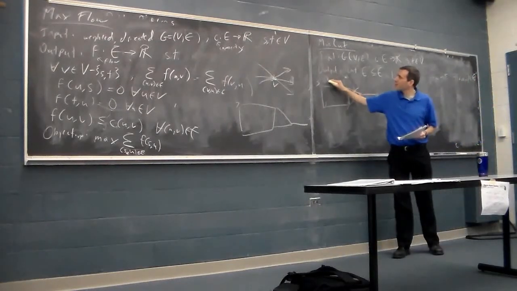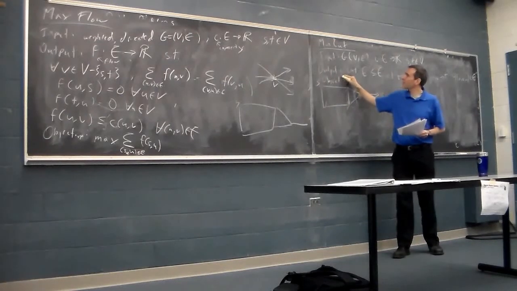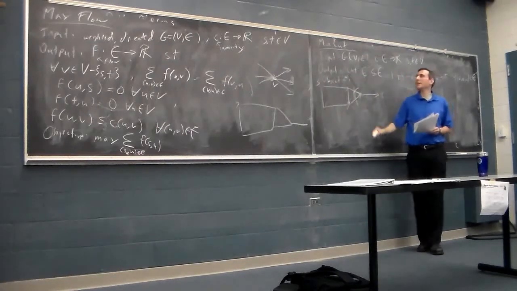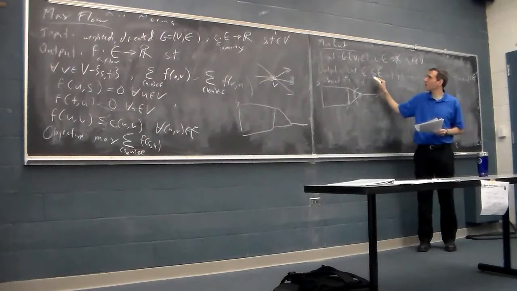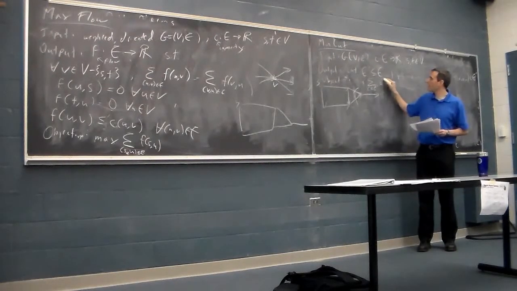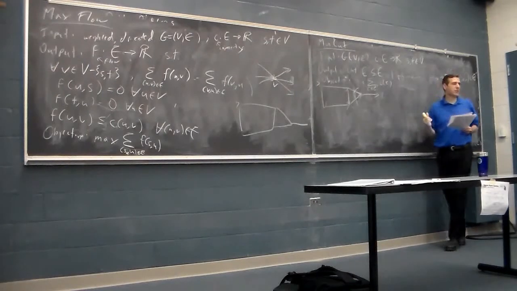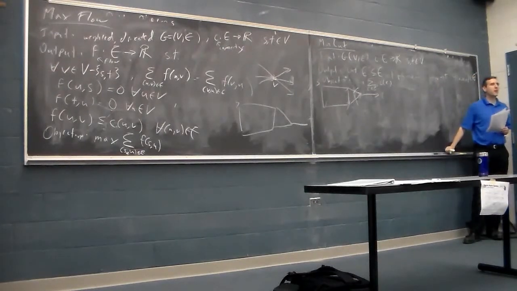I guess I should say that we have to define the objective here, and since this is a minimum cut, the objective is going to be to minimize the sum over edges in E' of the capacities of the edges. We want a cut of minimum weight. Is that clear to everyone?